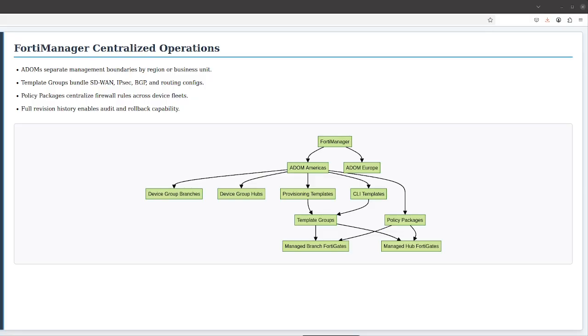For auditing and compliance, FortiManager keeps a full revision history of every configuration change. You can see who changed what and when, compare revisions side by side, and roll back to any previous version if a change causes problems. This revision control is essential in regulated industries and highly operational environments.